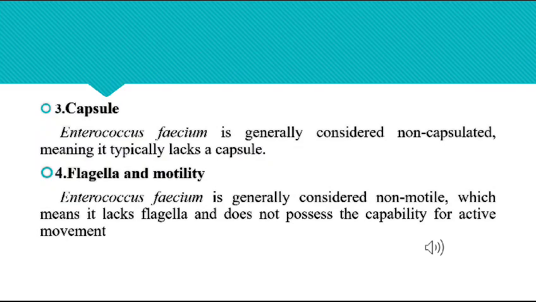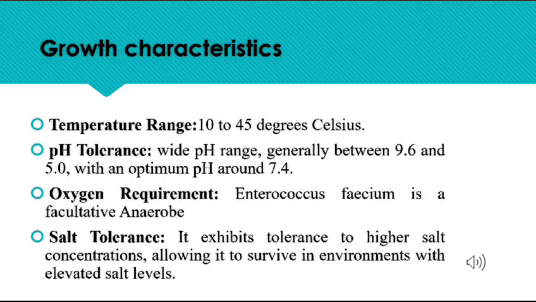And then flagella and motility. Enterococcus faecium is generally considered non-motile, which means it lacks flagella, it does not move. Growth characteristics of Enterococcus faecium. The temperature range of Enterococcus faecium is 10 to 45 degrees Celsius and the pH is 9.6 to 5, with an optimum pH of 7.4. And the oxygen requirement of Enterococcus faecium is facultative anaerobe.